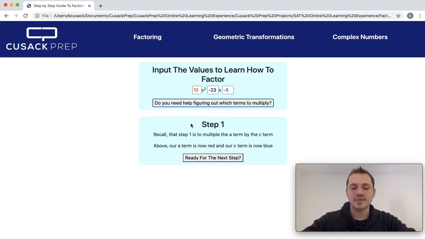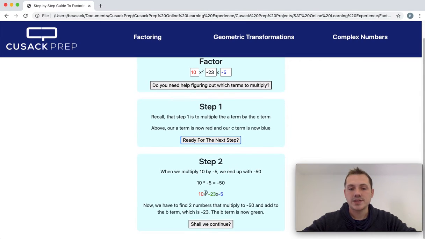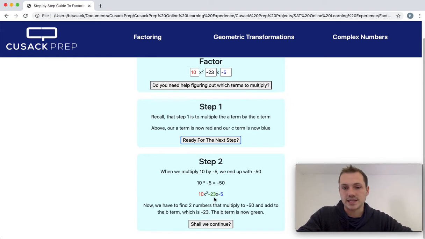So step 1 is it provides the student with a visual aid as far as what two terms to multiply. We can see that the coefficient on the x squared term has become red, and the constant term at the end has become blue. And it reminds the student to just multiply those values. It then shows the students the steps for multiplying. 10 times negative 5 gives you negative 50. And with that negative 50, we have to find two numbers that multiply to it, and also that add to the middle term, which is negative 23.